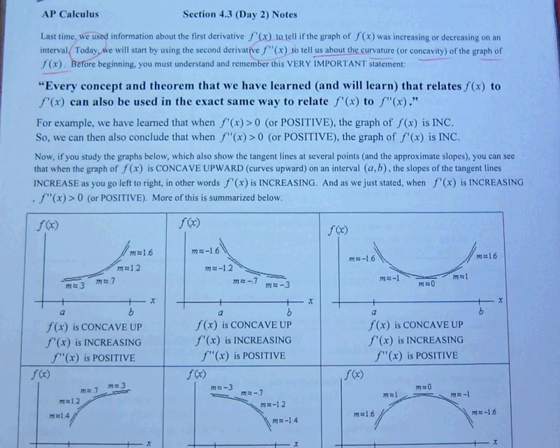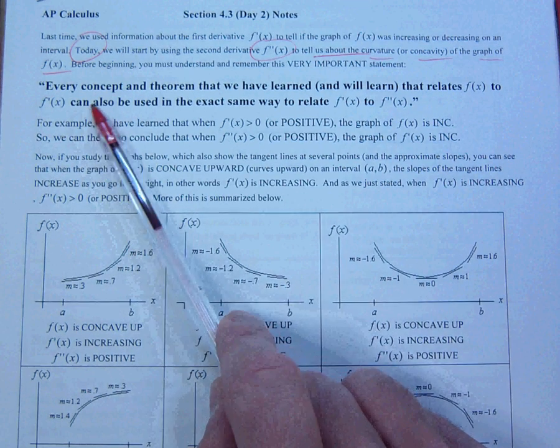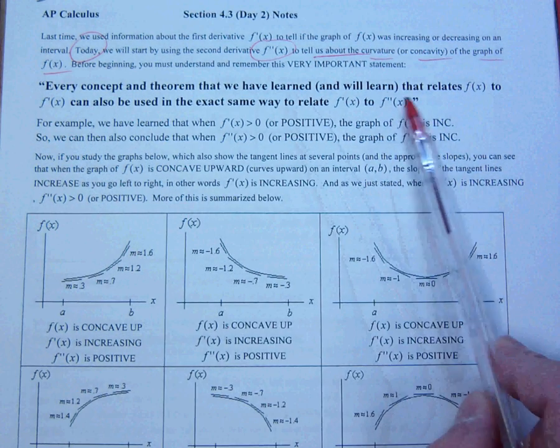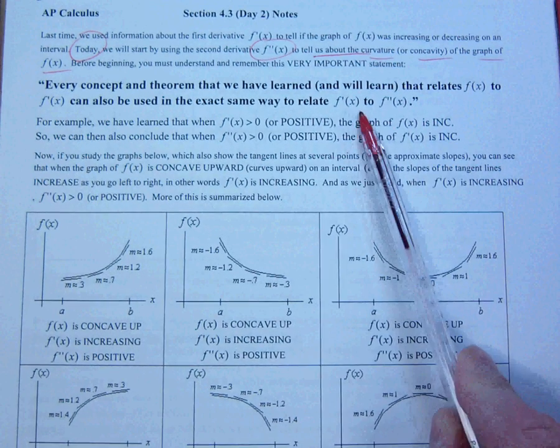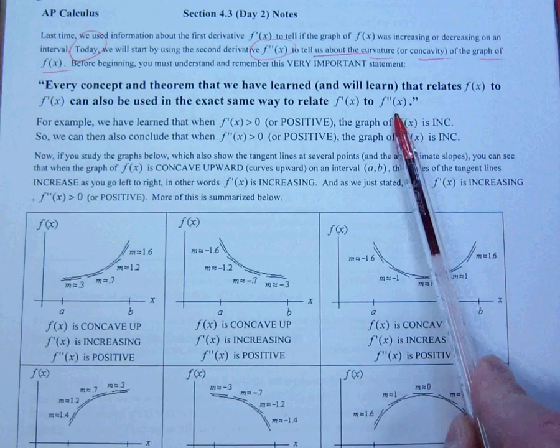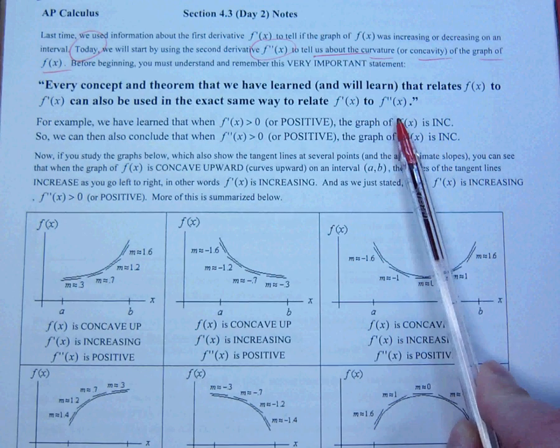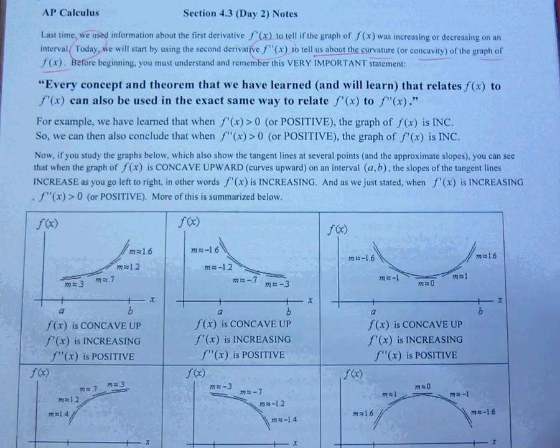Now again, before I start, remember the following very important statement. Every concept and theorem that we've learned and will learn that relates f to f prime can be used in the same exact way to relate f prime with what? Well, f double prime. Does that make sense? And I kind of touched on that last time a little bit at the end of the hour.